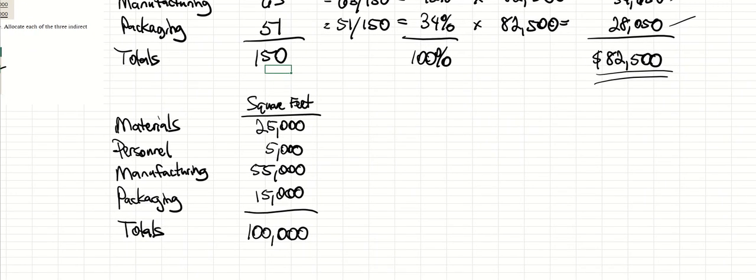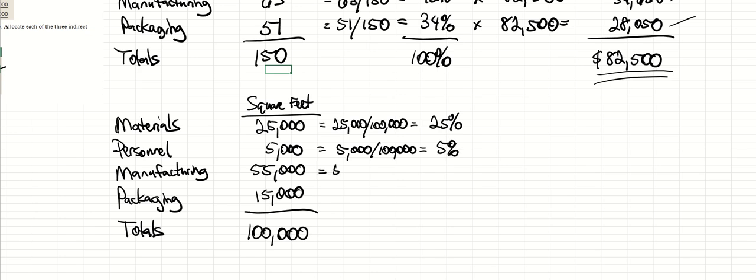Okay, now we're just going to apportion the square footage that was occupied in each department by the total square footage that was occupied in all of the areas. So I'm going to take 25,000 and I'm going to divide it by 100,000. And that's going to give me 25%. 5,000 for personnel divided by 100,000, the total number. That's going to give me 5%. Manufacturing, 55,000 divided by 100,000. That's going to give me 55%.